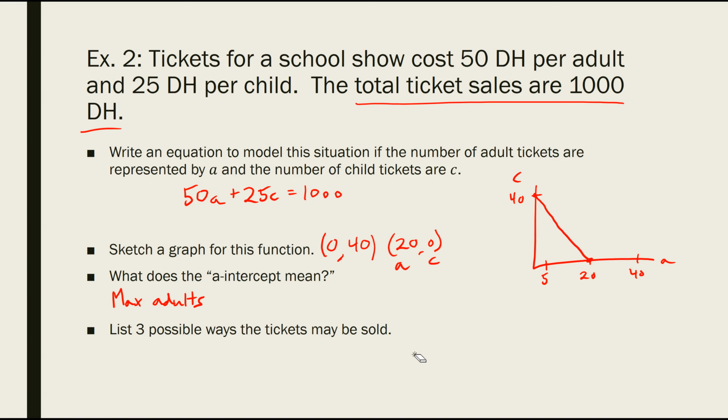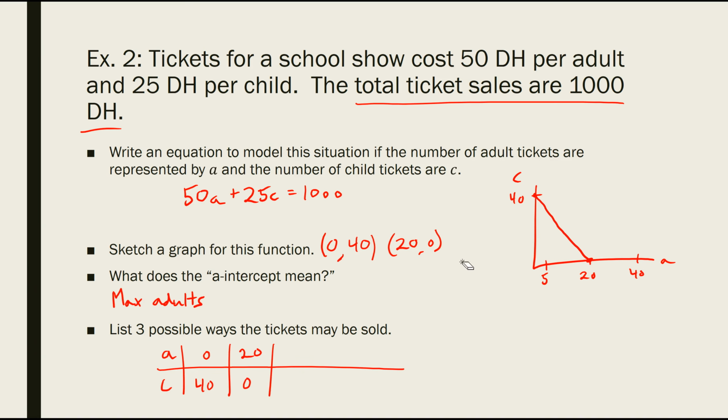Finally, we want to list 3 possible ways the tickets can be sold. Well, hey, I already have 2 of them, right? I could have, let's make a little table, adults and children. I could have 0 adult tickets, then 40 children's tickets would be sold. I could have 20 adult tickets, and then 0 children's tickets would be sold.